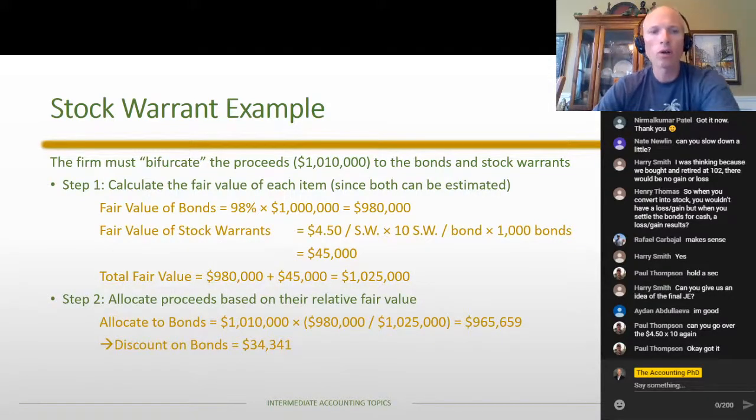So what I want you all to do then is calculate how much I'm going to allocate to the stock warrants. Type in your answer, and as more and more people are able to get me that answer, then I'll feel comfortable showing it and then moving on. So how much are we going to allocate to the stock warrants?